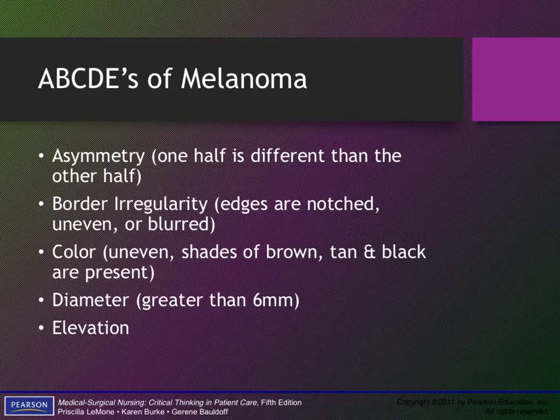This slide that you're looking at is the ABCDEs of melanoma. When we talk about asymmetry, we're looking at the mole or lesion as a whole. Is one half different than the other half? Are the borders irregular? That's the B. The color: are there uneven shades? Is one side light in color and the other side dark? Or are there different shades of brown?